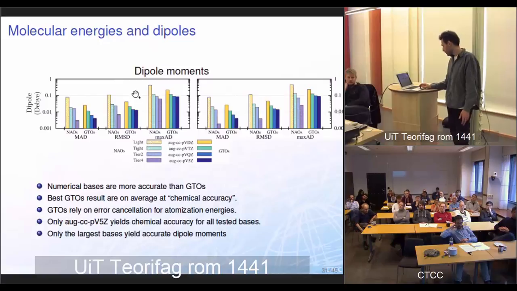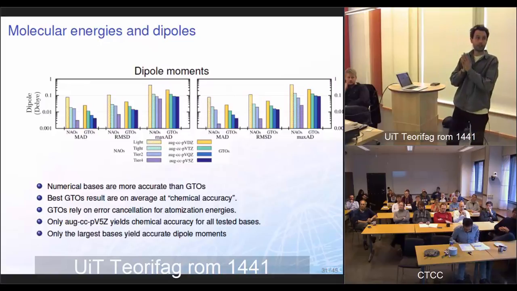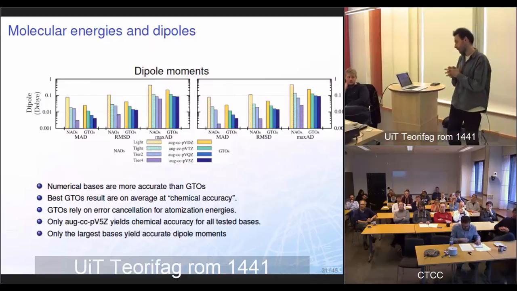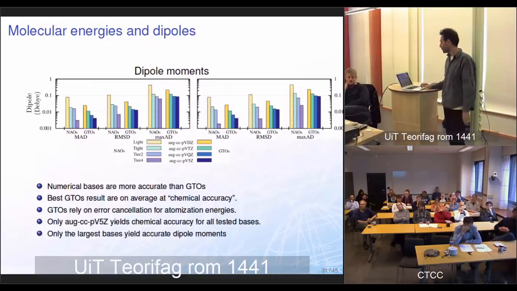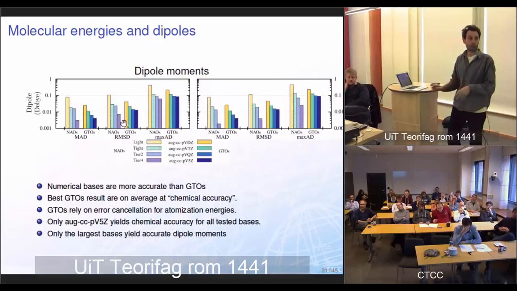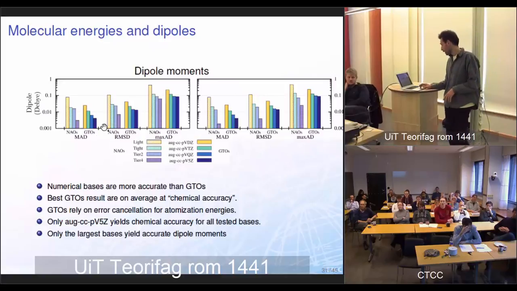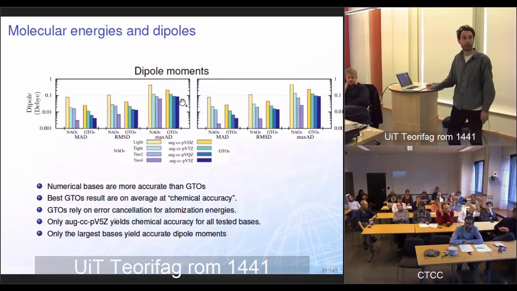And here you can see that, for instance, if you set a very low bar and say, okay, I want an accurate dipole moment compared to the basis set limit that is close, so less than 0.01 debye to the basis set limit, only the biggest basis sets are able to deliver that. On average, only tier 4 for the numerical atomic orbitals and quintuple zeta for GTOs, but still there are quite significant outliers on both sides.